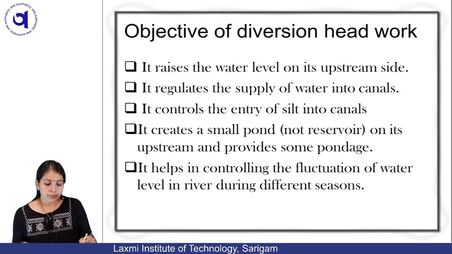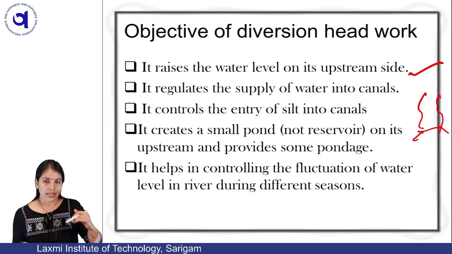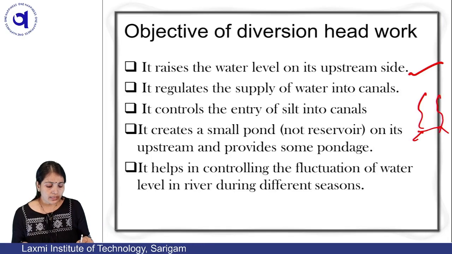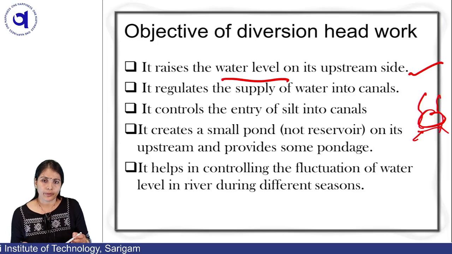It raises the water level on its upstream side. So on the upstream side, whatever rivers you have as a source of water, you have constructed the weirs over this surface, so some height is there. So in this area the water will get collected, and the water level will automatically rise on the upstream side. It regulates the supply of water in the canal.